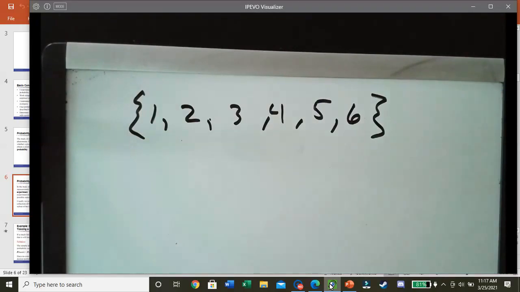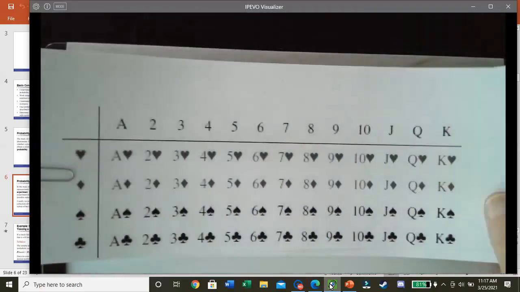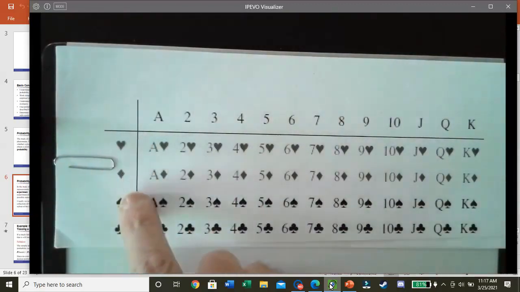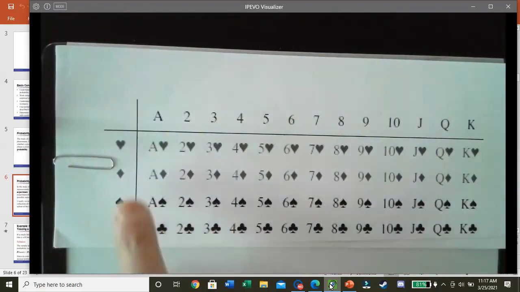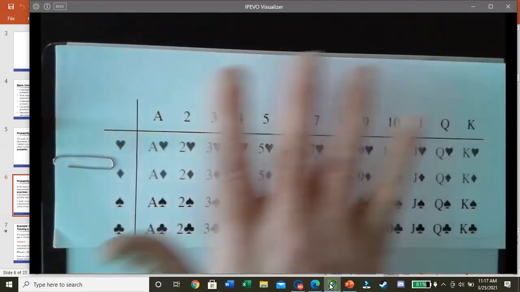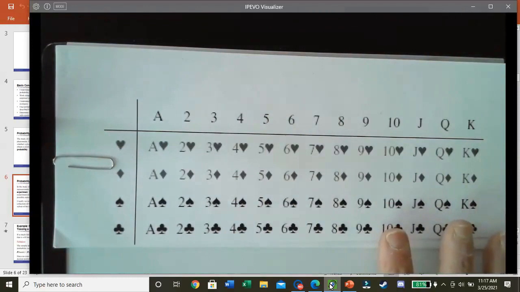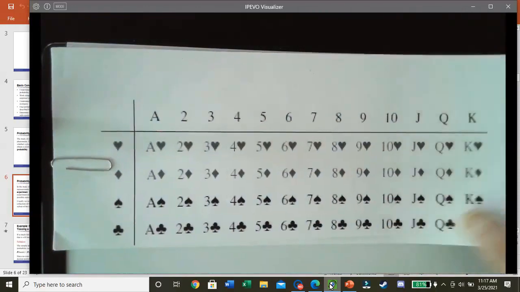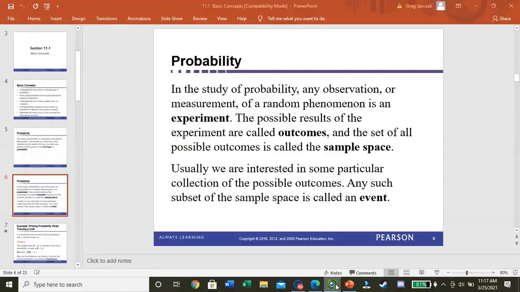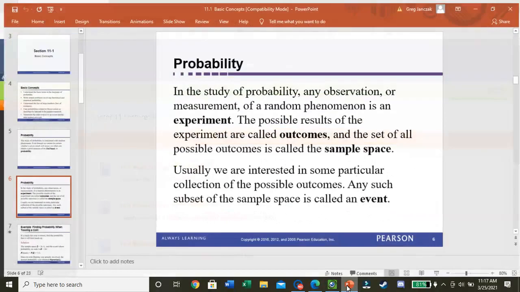So this right here is a deck of cards, right? You've got hearts, diamonds, clubs, and spades, ace through king. So this would be a sample space of a deck of 52 cards. All right, any questions with that? Okay, so we'll refer back to those from time to time.